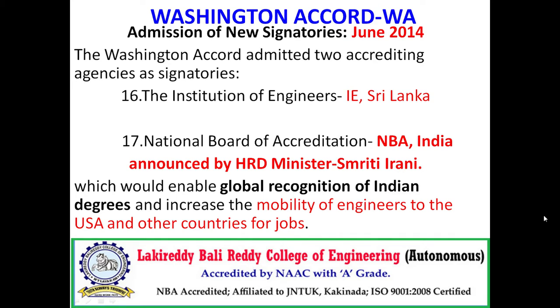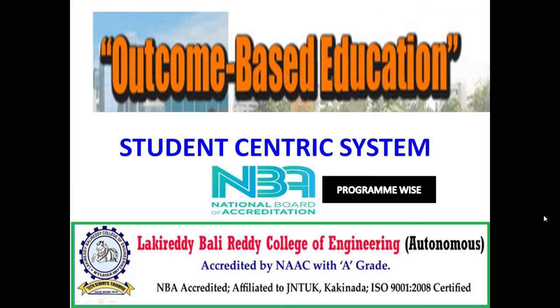So the main aim of this Washington Accord is the global mobility of engineering students. Once the program is accredited, the degree is valid anywhere among these listed countries. There are a total of 17 countries under this Washington Accord. That's why now every institute and every program is moving towards outcome-based education. It's a student-centric system.